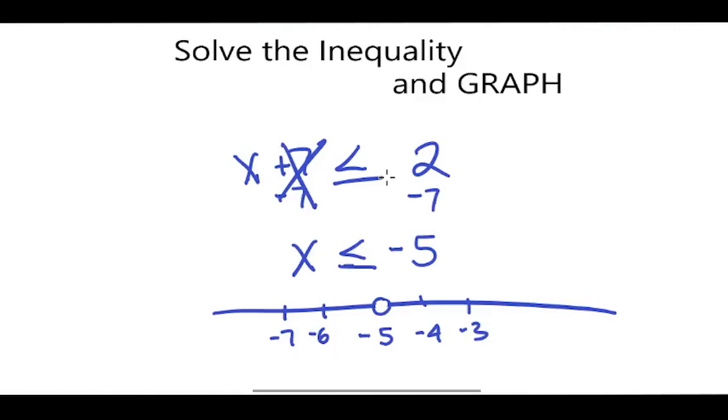And because it's underlined, I'm actually going to fill in the bubble. Okay? I will fill in the bubble. And the arrow is pointing to the left, which is less than. So all the numbers that are less than negative 5 go this direction. And then I'll put an arrow on it to show that it goes on forever. And that's how you graph x is less than or equal to negative 5, which is the solution for our inequality.